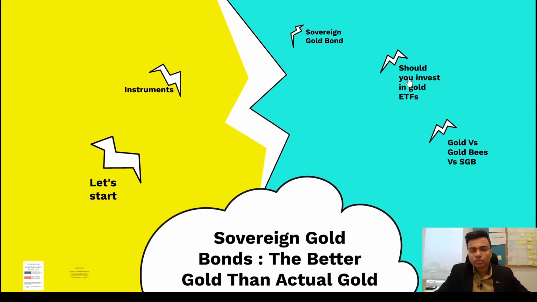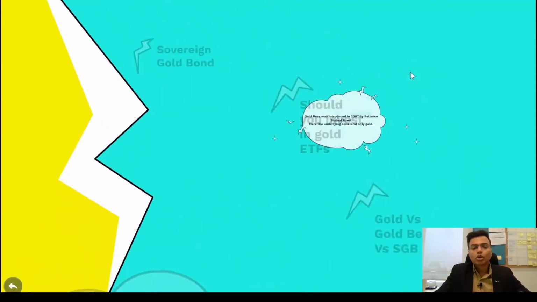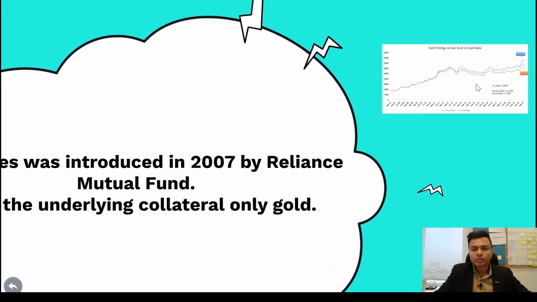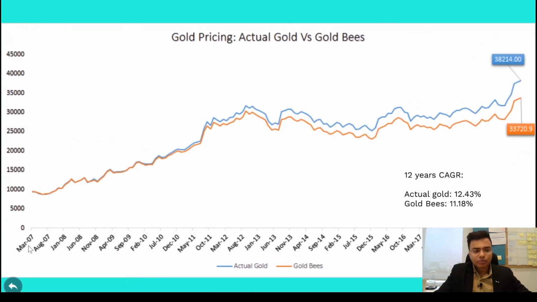We understood the sovereign gold bond and we understood ETFs, but should we consider ETFs as well? What has been the return profile of Gold BeES compared to physical gold? Let's have a look. Gold BeES was introduced in 2007, and let us have a look at the return profile since then. From March 2007, this orange line denotes the Gold BeES performance, and the blue one is the price of actual gold. So if you see, it has always underperformed the actual gold. So what is the point of buying an ETF?